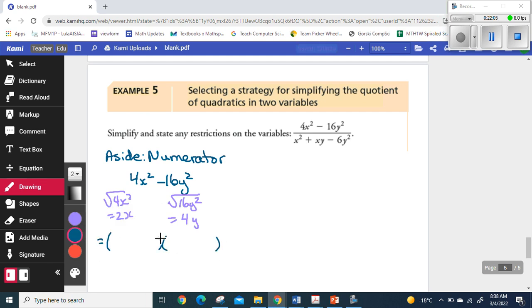We've got two sets of brackets. 2x is at the start of both of them. 4y is at the end of both of them. One of them gets a plus, one of them gets a minus. Nice. Okay, let's look at our denominator.